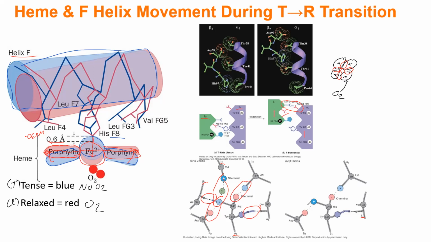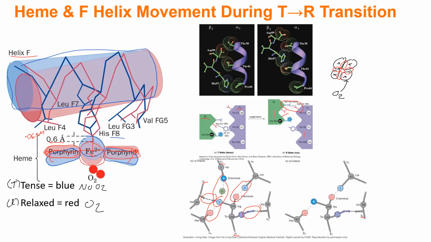This is a signal to the other three subunits that, oh, one subunit just went into the R state. This means oxygen's available. So what the other subunits do in response to that is that they also adopt the R state. They make it easier for oxygen to bind because that iron is just waiting in the pocket where oxygen binds. It's inviting that oxygen in.